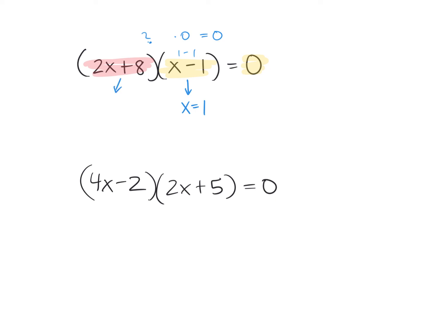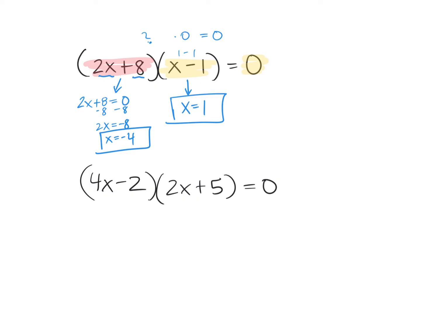But what would make this equal 0? Some of you can probably think of this in your head, like, hey, if this is 8, this part needs to be negative 8. But if you can't, here's what I like to do. I like to say, hey, when does 2x plus 8 equal 0? Just set up a little equation. Subtract 8. I get 2x equals negative 8. So x equals negative 4. So one solution is 1. The other one is negative 4.